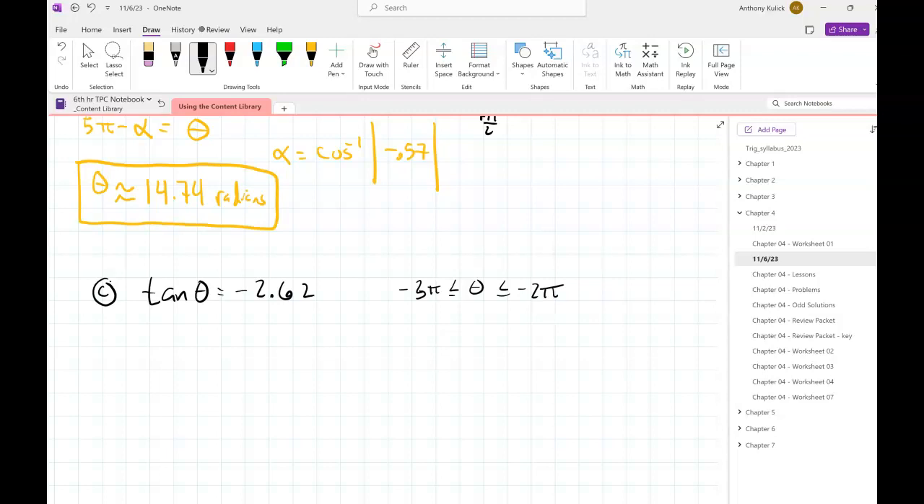So let's say we have negative 3 pi is less than or equal to theta is less than or equal to negative 2 pi. And we want to find tan theta equals negative 2.62.